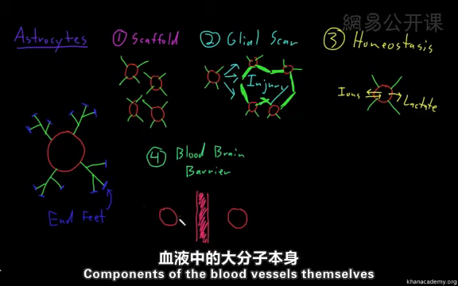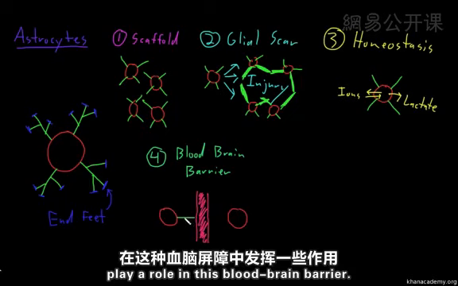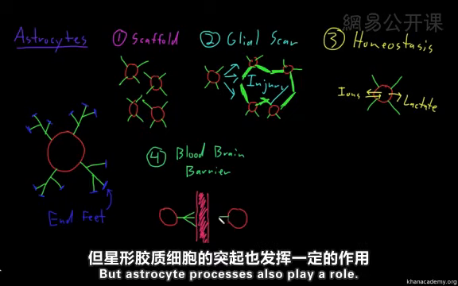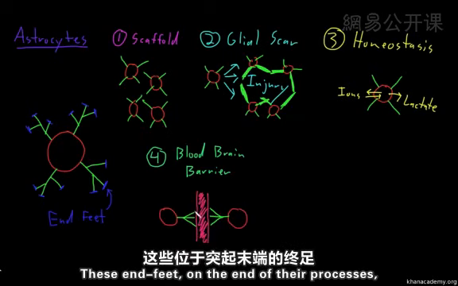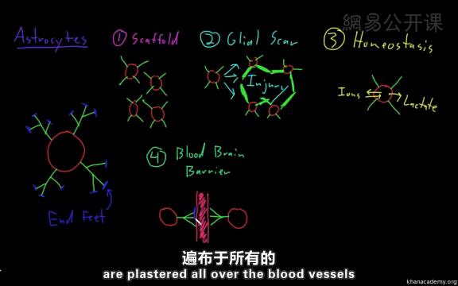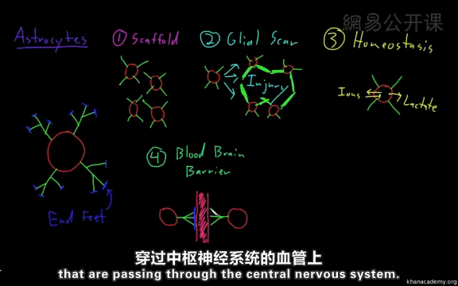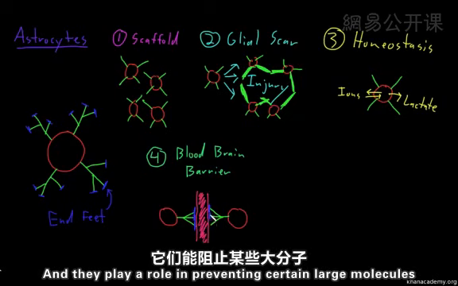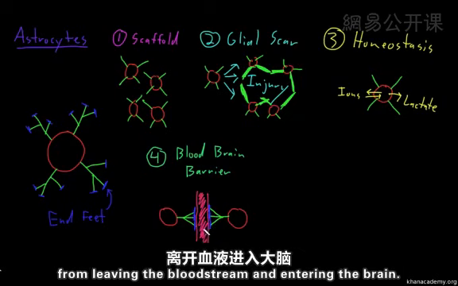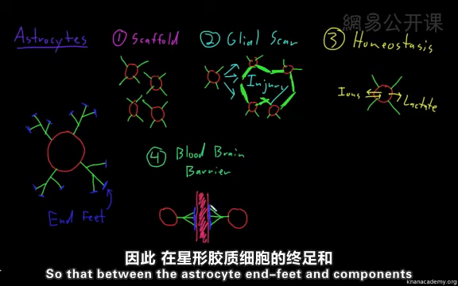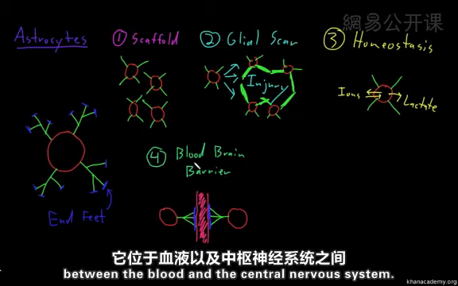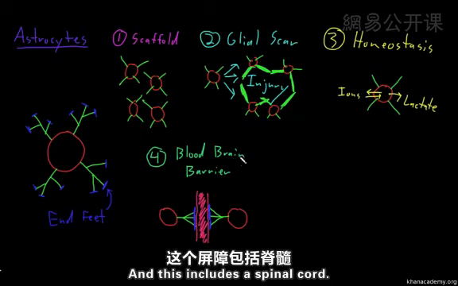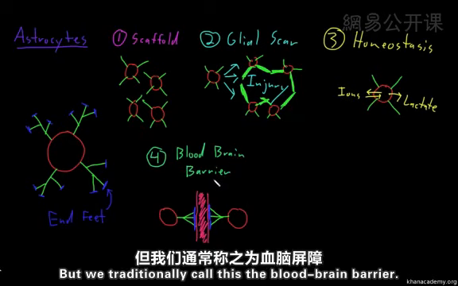Components of the blood vessels themselves play a role in this blood-brain barrier, but astrocyte processes also play a role, and in particular it's the end feet. These end feet on the end of their processes are plastered all over the blood vessels that are passing through the central nervous system, and they play a role in preventing certain large molecules from leaving the bloodstream and entering the brain. So between the astrocyte end feet and components of the blood vessels of the central nervous system, there's a quite effective barrier function between the blood and the central nervous system. And this includes the spinal cord, but we traditionally call this the blood-brain barrier.